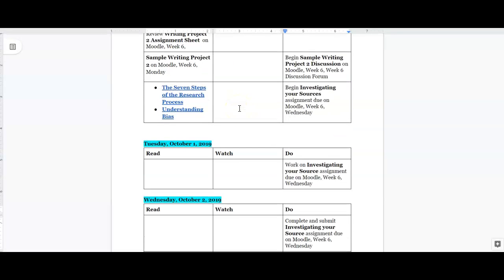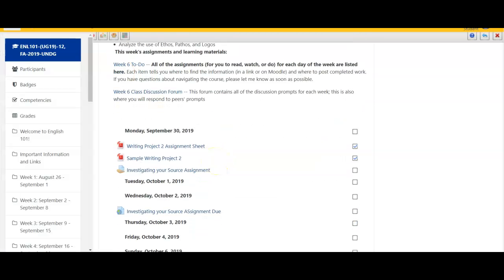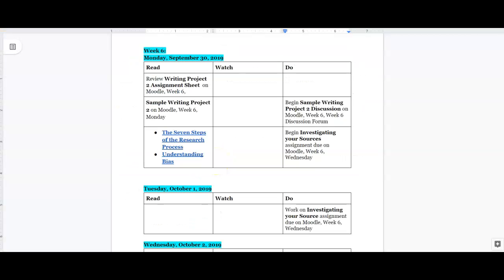You will see on the week 6 to-do list, I asked you to get started by reviewing the Writing Project 2 assignment sheet and the sample Writing Project 2 on Moodle week 6. I wanted you to just review the assignment sheet really quickly so that you can keep fresh in your mind exactly what the purpose is for the Writing Project 2. And I thought that reviewing a sample would help you to structure your own essay and kind of see what it looks like.